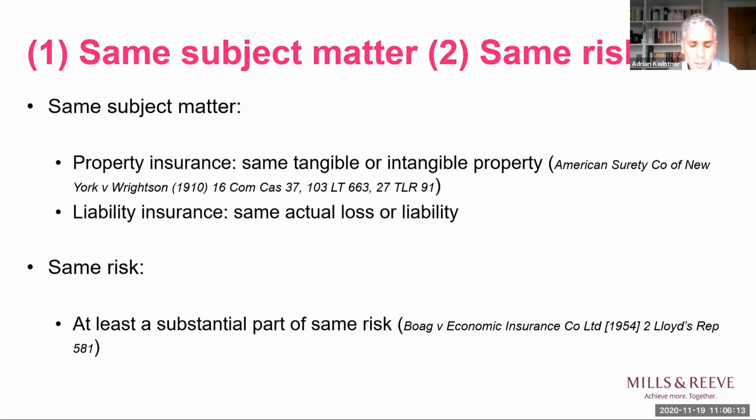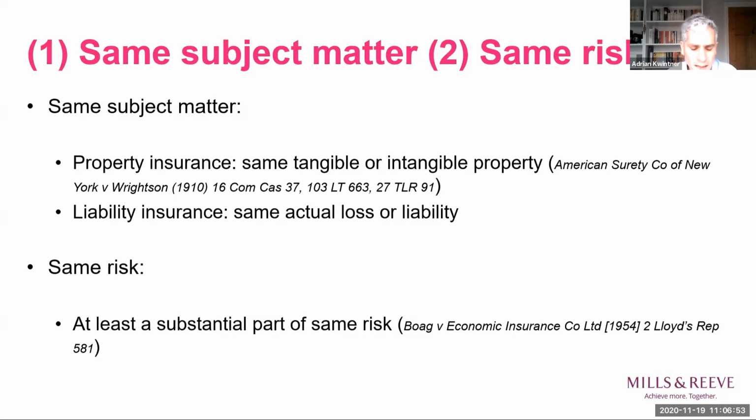For example, in BOAG versus Economic Insurance, a company owned two factories and insured cigarettes loaded at factory A under an all-risk transit policy. The cigarettes were transported to factory B overnight, where they were destroyed by fire. The insurers paid out, but could not get a contribution from other insurers who had insured stock at factory B, but not stock temporarily at factory B, whilst in transit from factory A. The risks were different and the criteria for double insurance weren't met.